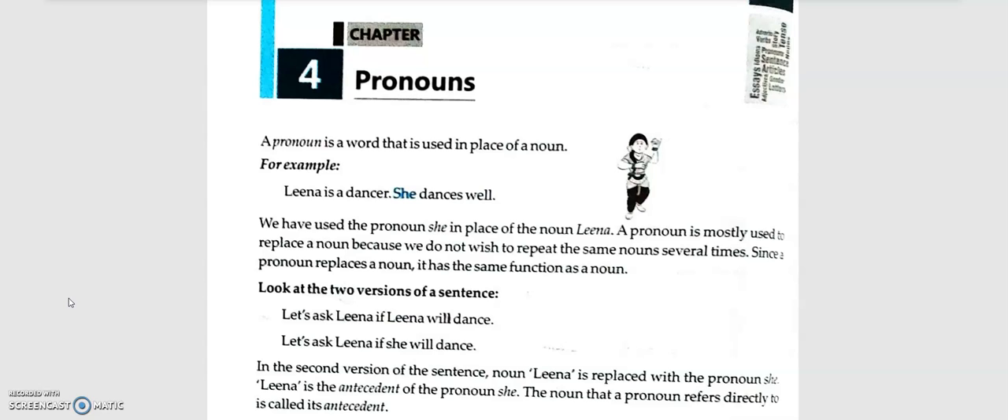Today we will study about pronouns. Now this is a chapter from our highlight grammar textbook, chapter number 4, pronouns. Let us begin knowing what a pronoun is.